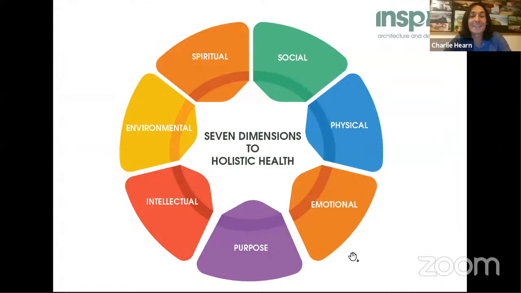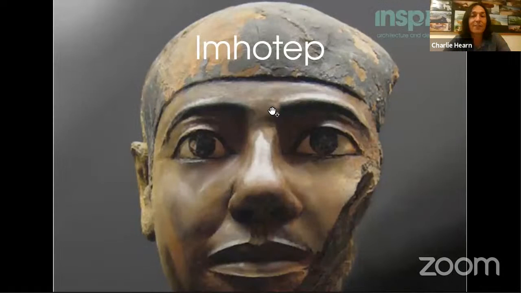In the idea of holistic health, there are generally considered 7 dimensions. In any holistic area you go to, you'd always find these 7 elements: the social, physical, emotional, purpose, intellectual, environmental, and spiritual. As you can see already, these elements are very much part of our everyday understanding of architecture. In fact, I always like to look back at the original architect. We always talk about architects from the past few centuries or the Renaissance, but who was the original architect?